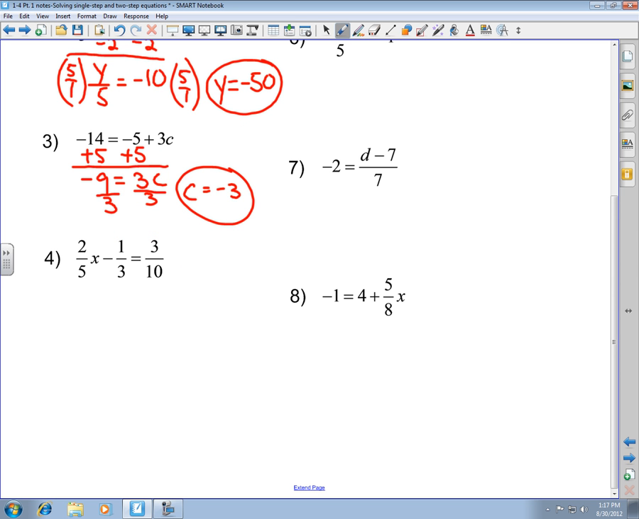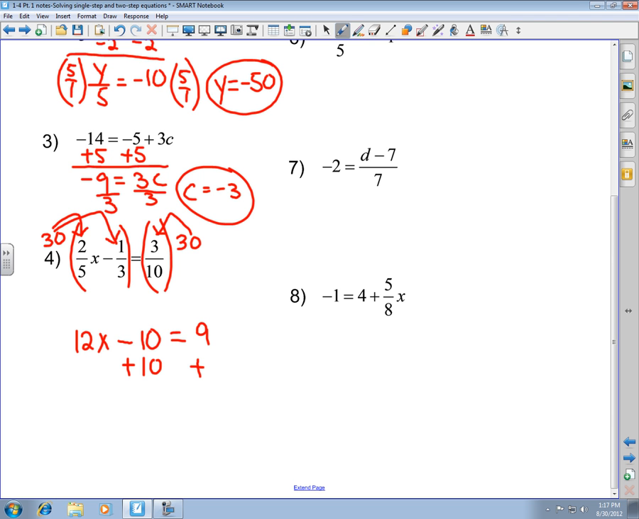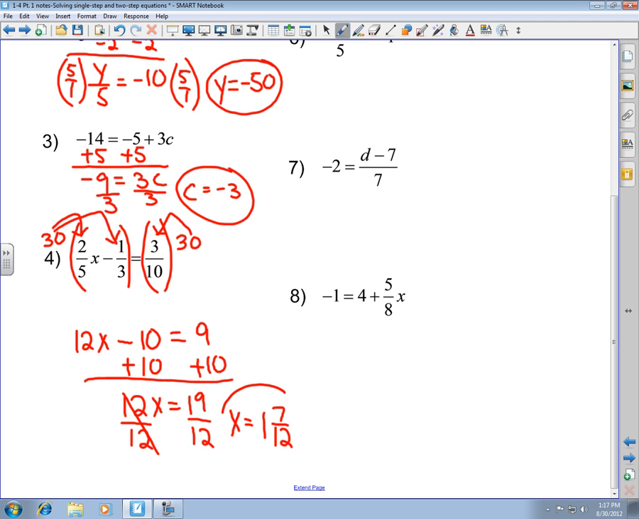Now, remember what I told you about the fractions. We could add 1/3 and then divide by 2 by multiplying by the reciprocal 5/2, but that's going to be very inefficient. So why don't we go ahead and do this? Let's multiply by the least common denominator of 30. 30 times 2 is 60, divided by 5 is 12x. 30 times 1 is 30, divided by 3 is 10. 30 times 3 is 90, divided by 10 is 9. Add 10 to both sides to get rid of that negative 10. 12x equals 19, divided by 12. X equals 1 and 7/12.